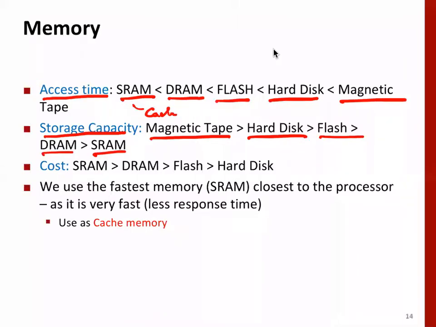Cost wise, something which is fastest will be most expensive, right? So SRAM is most expensive, then DRAM, then flash and hard disk. Okay, so now the processor executes at gigahertz speed.